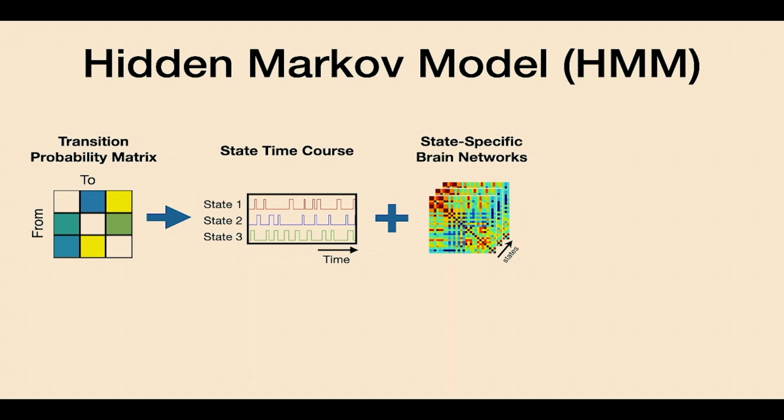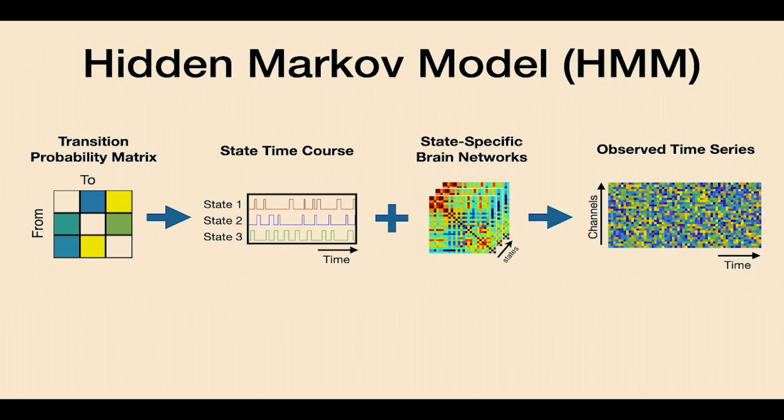The off-diagonal elements are the connectivity, and the diagonal elements are the activity. And when a state is active, you use that state's covariance matrix to generate your time series data. So what this model does is it models repeated covariance structures in your time series, which can dynamically change depending on the state.